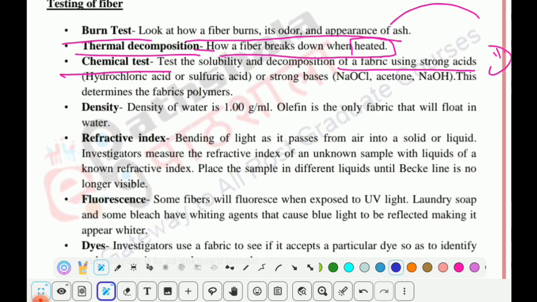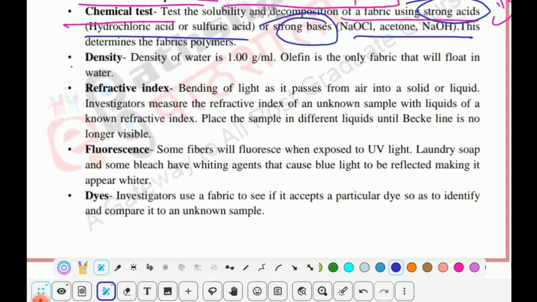It could be a strong acid, it could be a strong alkali, it could be a strong base as well. Here are the names of some strong acids and alkalis that are given. Then we will do a density gradient test. Density test means the density of water is 1 gram per ml. I hope you know so.